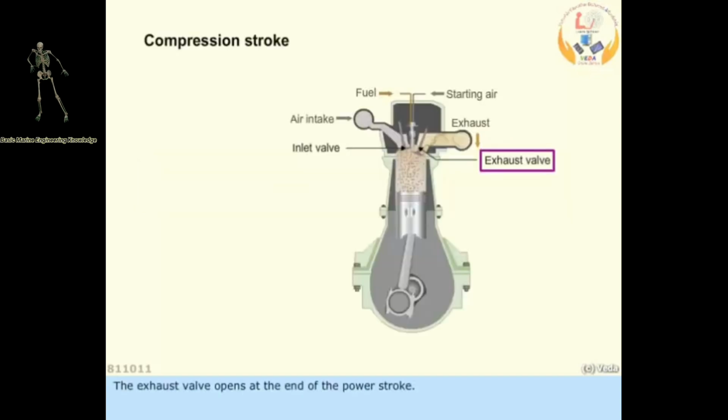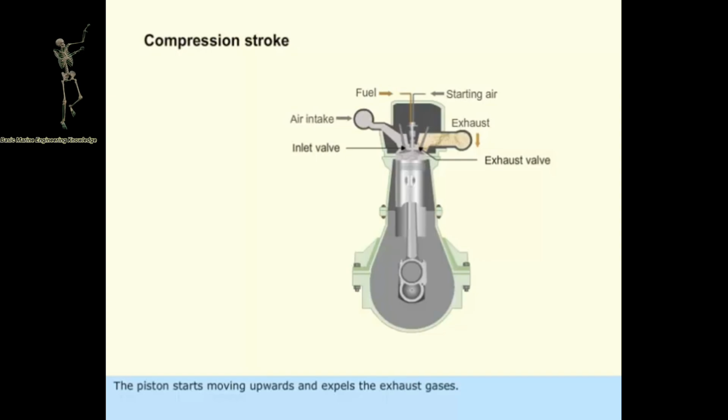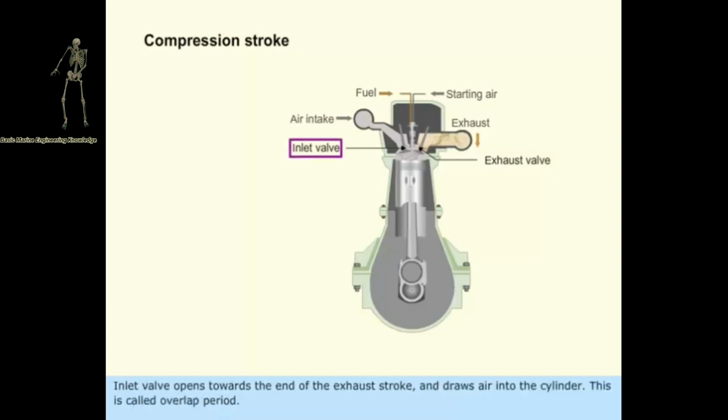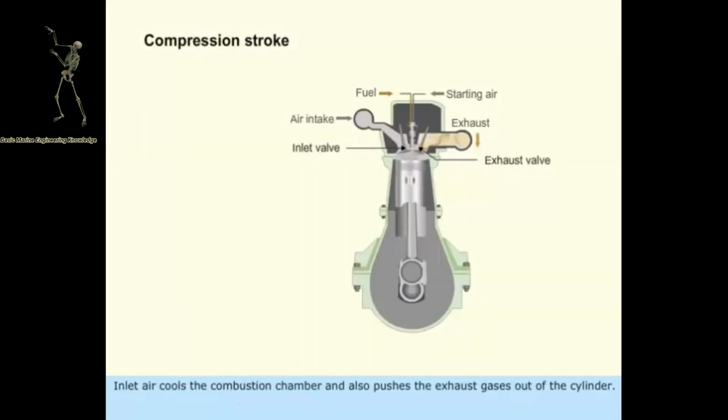The exhaust valve opens at the end of the power stroke. The piston starts moving upwards and expels the exhaust gases. Inlet valve opens towards the end of the exhaust stroke and draws air into the cylinder. This is called overlap period. Inlet air cools the combustion chamber and also pushes the exhaust gases out of the cylinder.